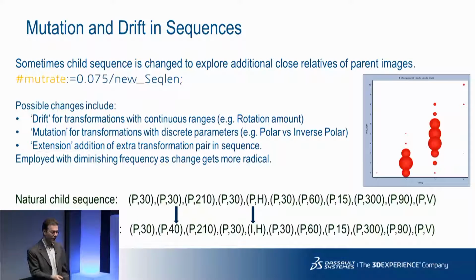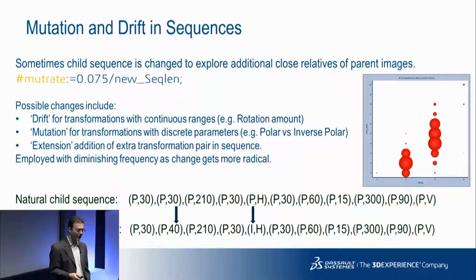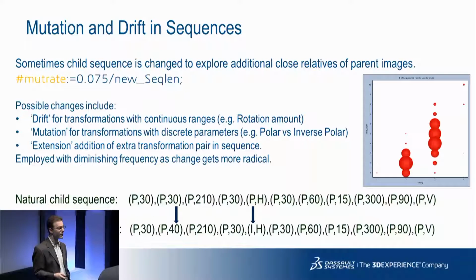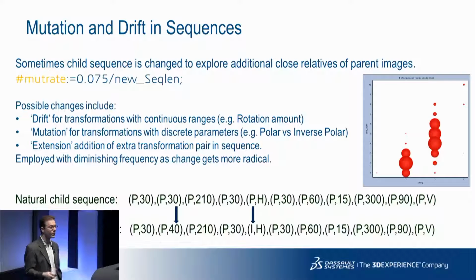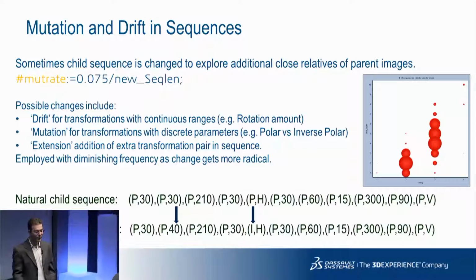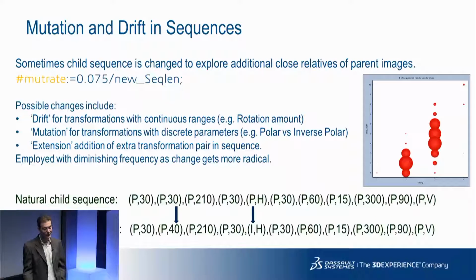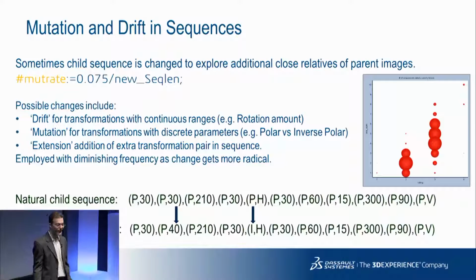And certainly the earlier it is in the process, the less recognizable as a close relative it may end up being. You can have mutation, particularly useful for transformations that are discrete, right? So polar, inverse polar, circle inversion, these sorts of things. You can't really drift from one to the other, you just have to jump. So for example, shown below, you could have polar and then a horizontal flip, or you could have an inverse polar and then a horizontal flip. And these can make quite a large difference.